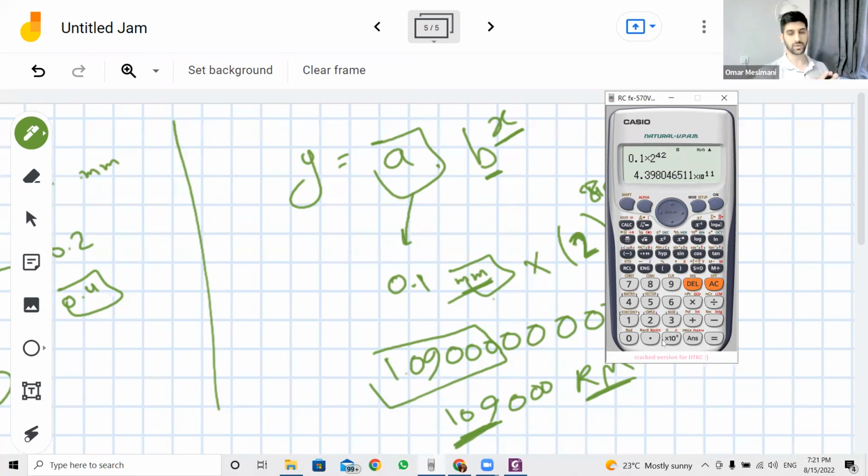This is an exponential equation. This is what we call an exponential equation. One more time, let's go back to our lesson.